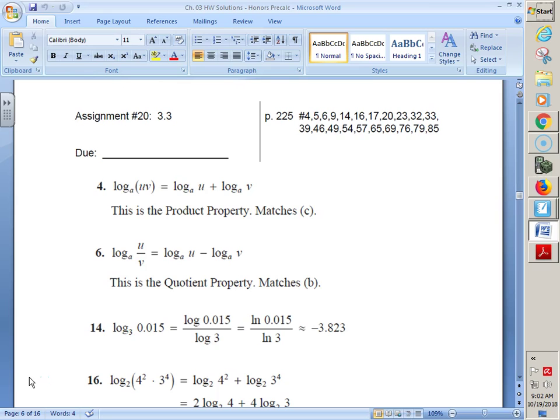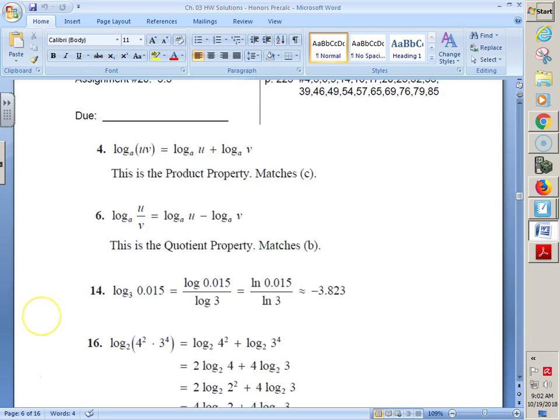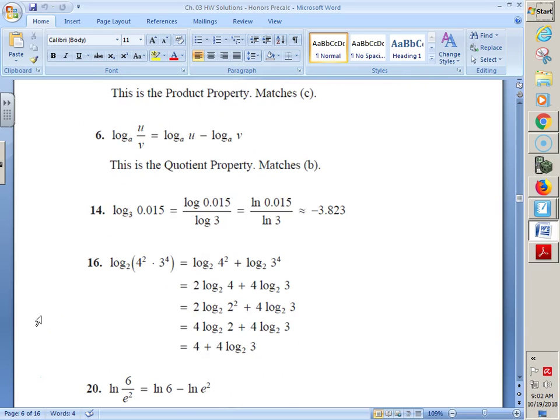Matching number 4, C. Matching number 6, B. Number 14, isn't that a plug and chug to your calculator? Whoa, why did the answer key do the weird, wait, what formula is this, going from one base to another? So why'd they use the change of base formula? For the poor little yellow button calculator people.